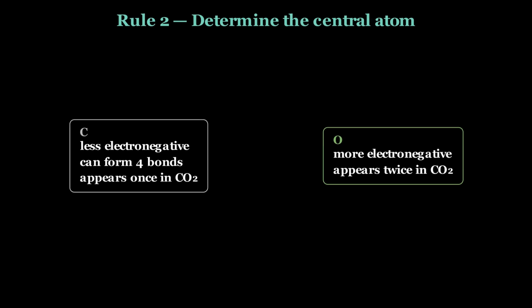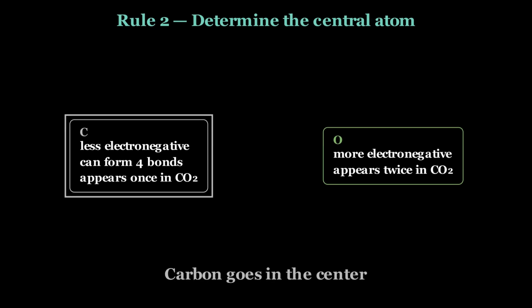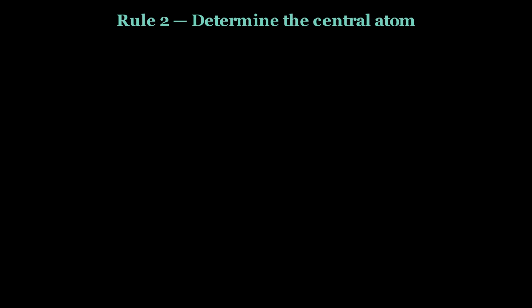In CO2, carbon is a less electronegative atom compared to oxygen, and carbon can form 4 bonds. Hence, carbon goes into the center. Connect the other atoms with a single bond. So now we have OCO.